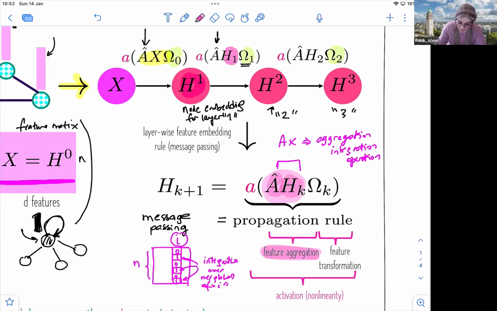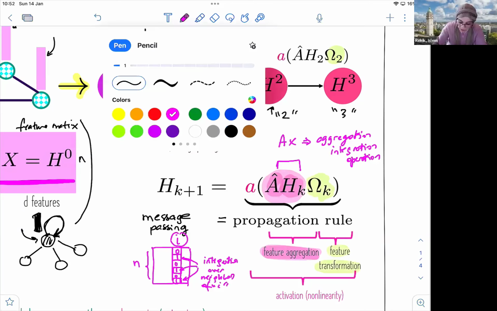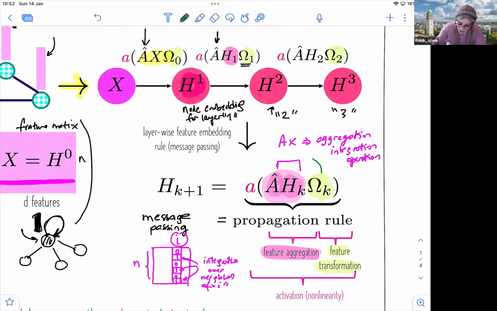After you aggregate the features, the second part is a feature transformation through the learned weights. Now we're mapping onto a new space. We take this and pass it through omega to get a new representation, a new embedding. This is transforming from one space to another, or from one representation to another.